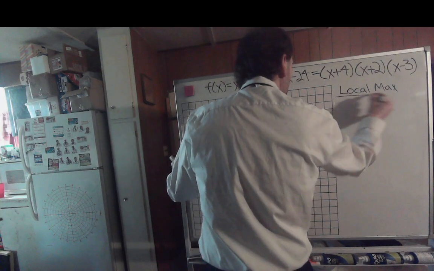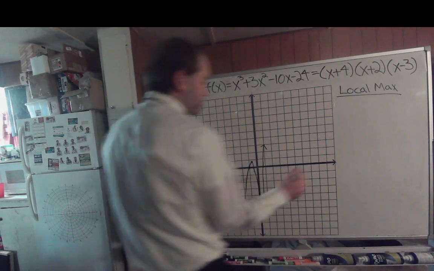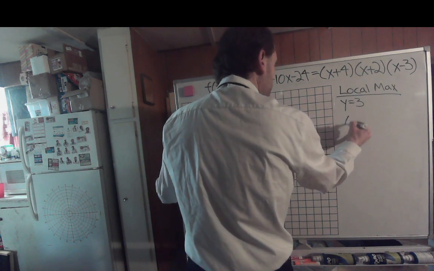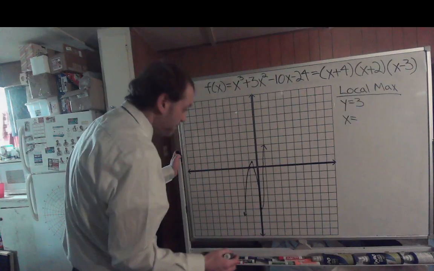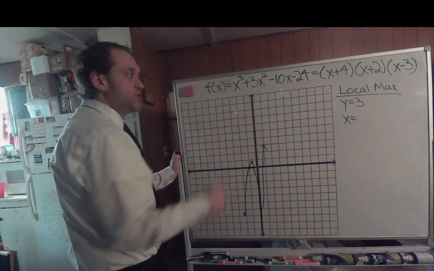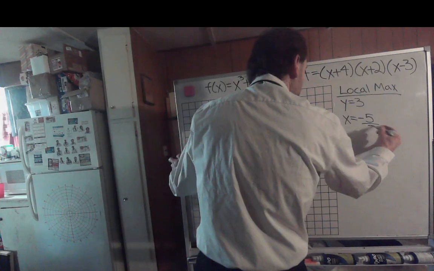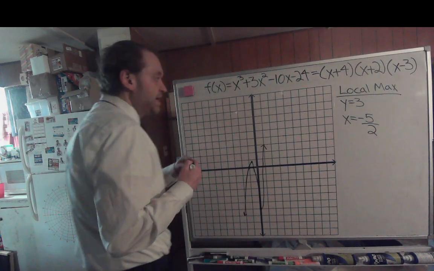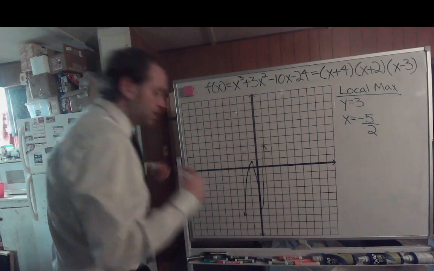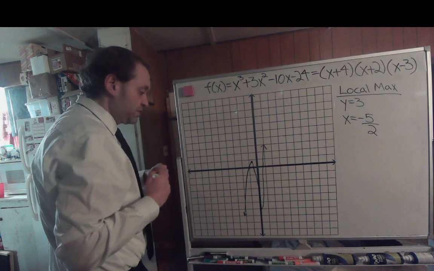Local max is the y value, so that's going to put you at about 3. So y would equal 3. So what would the x value on that be? That'd be at about negative 2.5, right? So negative 5 halves. So when x is about negative 5 halves, you have a local max at y equals 3. Then let's find the local min, which is a little bit past the y-intercept.